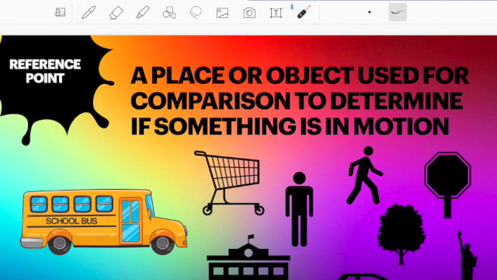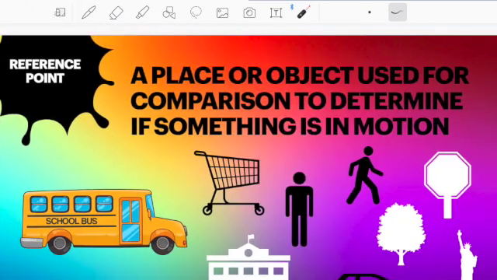For example, we said a building wouldn't move eventually, so that would be a good reference point. A person can't be a good reference point because it will move eventually. A car is not a good reference point. The Statue of Liberty, yes. A tree, yes. Okay, those are good examples.